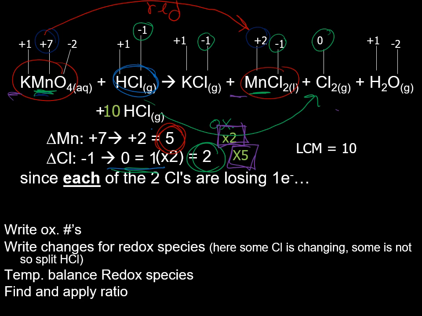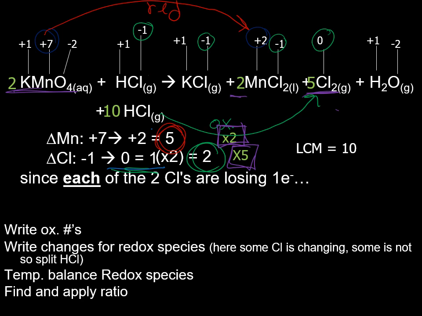So we have our 10 HCl's that our redox chlorines are involved in, and they're going to be forming our 5 chlorine gases on the right. So we've incorporated that factor. We can drop the 2 in front of the potassium, the species here that has the manganese in it, and then this species over here is going to get the 2 as well. And we are done balancing our redox species.